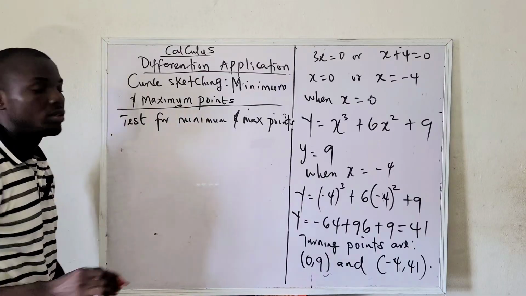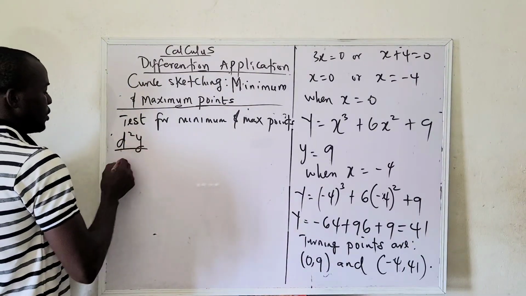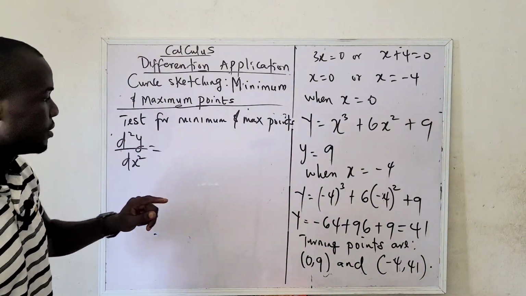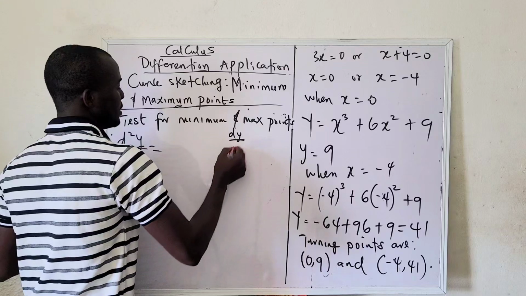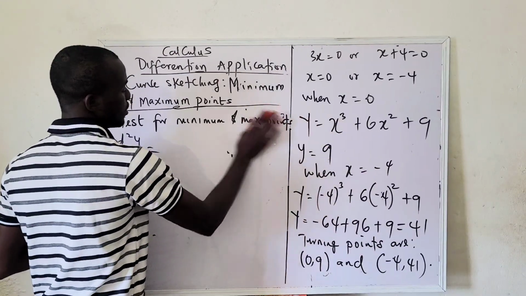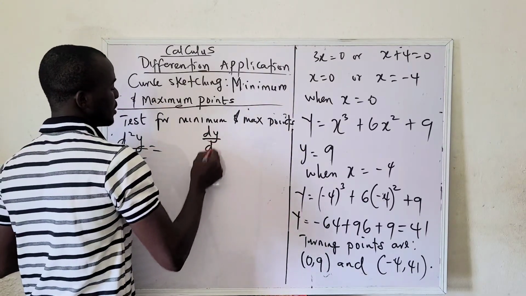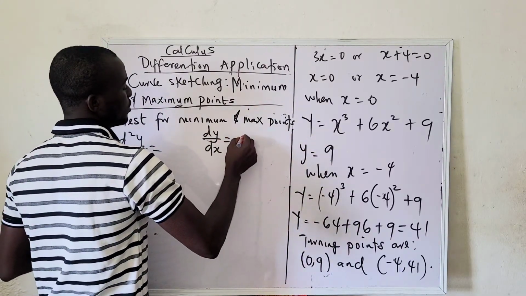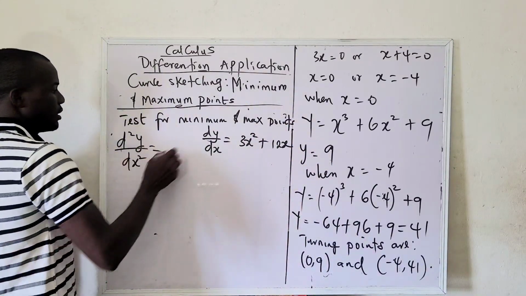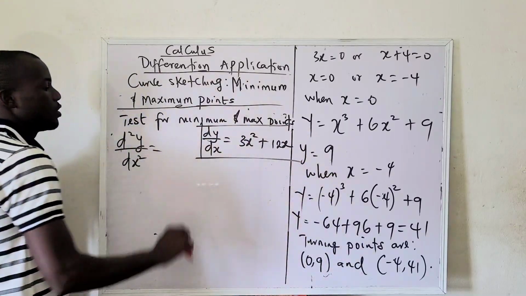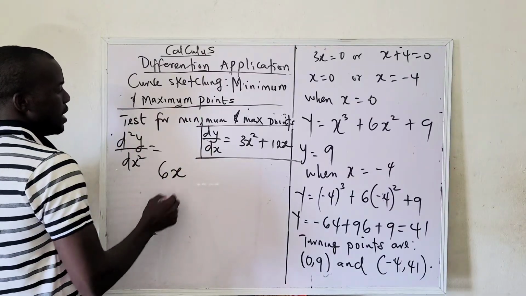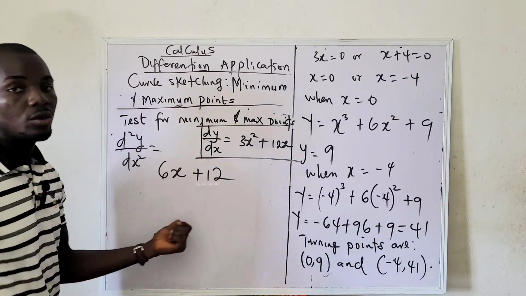First of all, like I mentioned, you take the second derivative. Remember when we took the first derivative, our dy over dx was 3x squared plus 12x, isn't it? So the second derivative of that will be 6x plus 12. That's our second derivative.